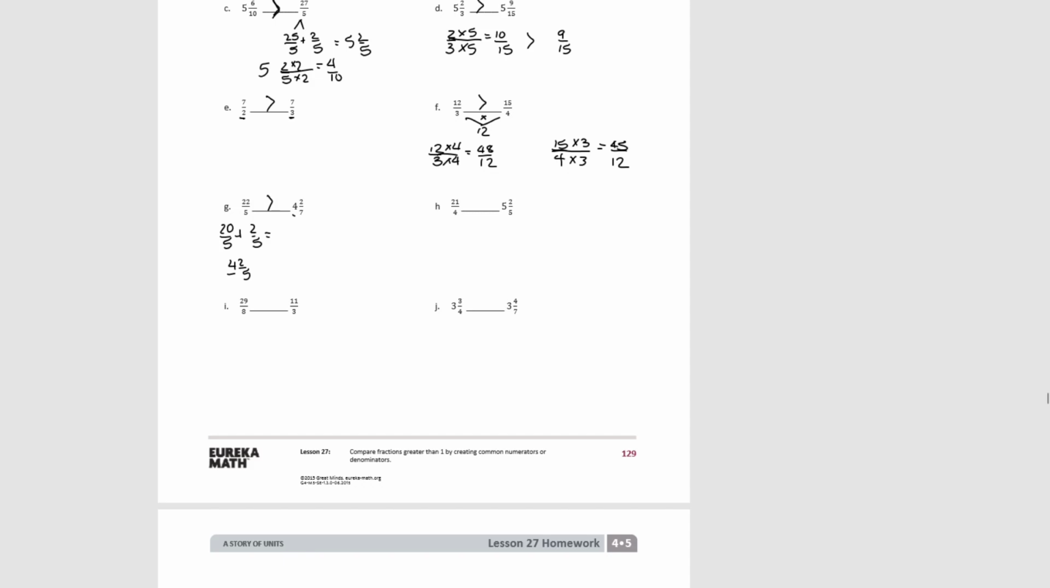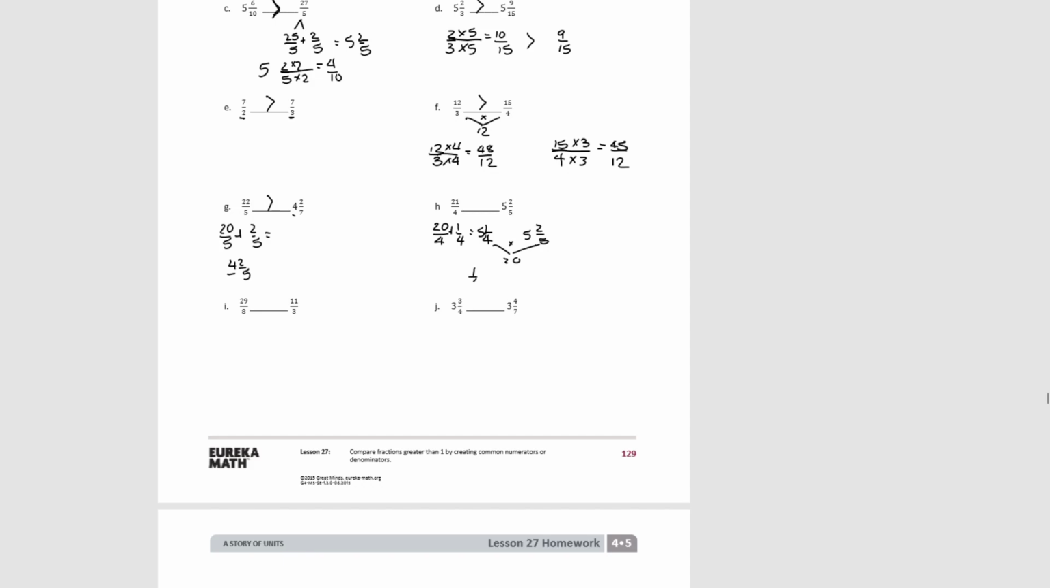Try H. Again, let's turn the fraction into a mixed number. So 20/4 would be equal to 5, plus 1/4 would be 5 1/4, compared to 5 2/5. Both 1/4 and 1/5 are less than a half, so we can't really make a decision based on that. The denominators are unrelated, so let's multiply them to get a common denominator of 20.